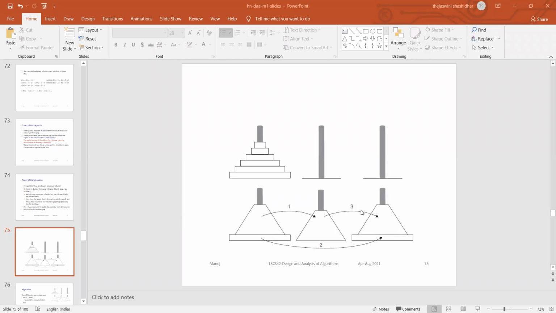Good. Kindly answer, then only you can easily remember the recurrence relation. At the first step, if there are n disks, you will be moving n minus 1 disks from peg 1 to peg 2. Okay. So second step, how many disks do you move?